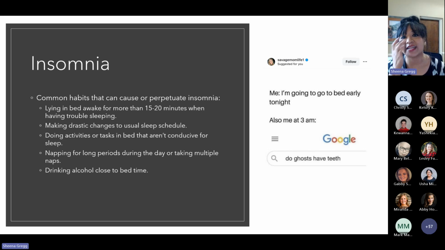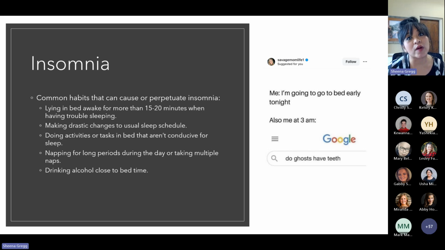Again, as I mentioned, my husband is having a completely different change in work schedule, type of work that he's doing, maybe doing activities or tasks in bed that aren't conducive to sleep, napping for long periods during the day or taking multiple naps can contribute to insomnia during the times that we should be sleeping those longer periods. And then also drinking alcohol close to bedtime.